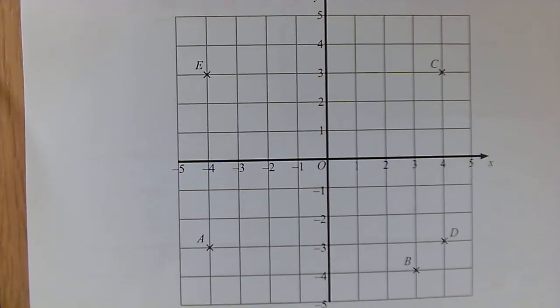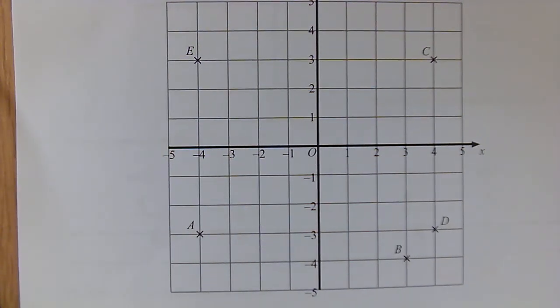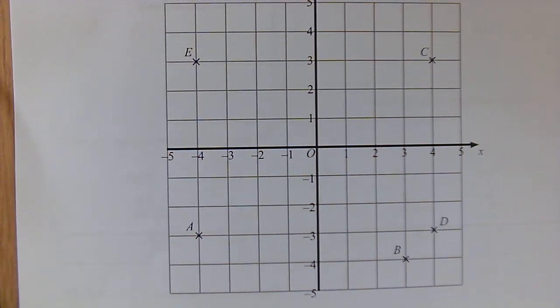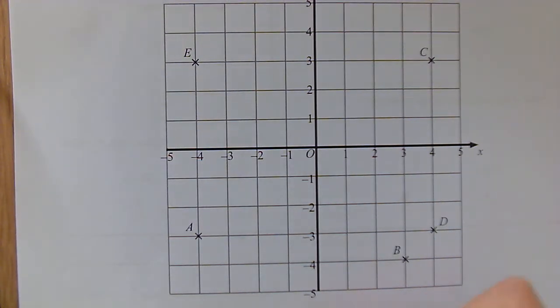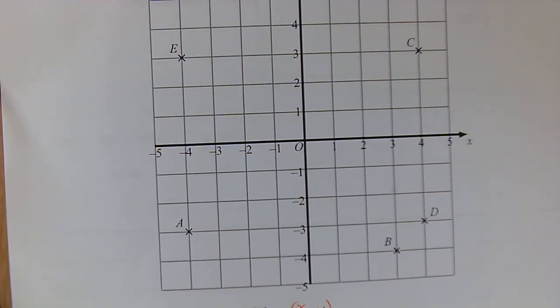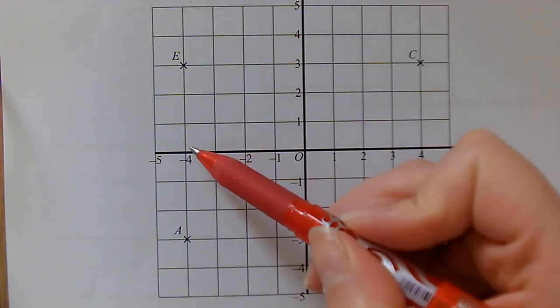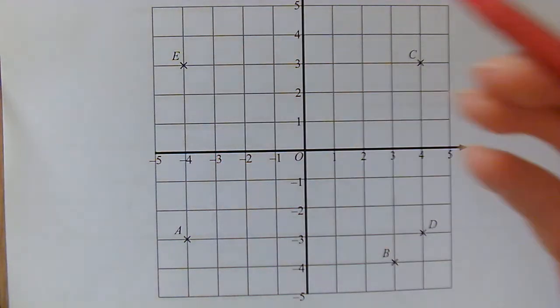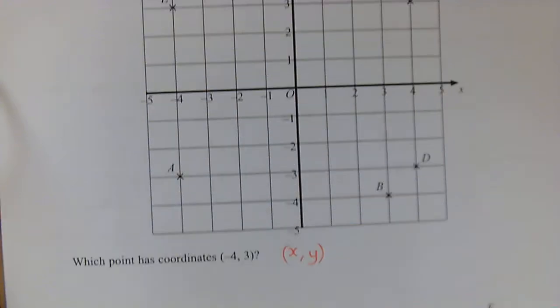Coordinates question next. We want to know which point has the coordinate -4, 3. Our coordinate is in the format x, y. So we're looking at -4 across and 3 up. So that is going to be E.